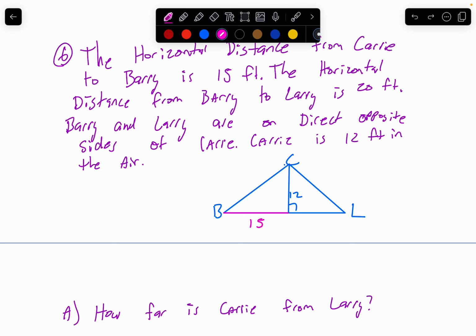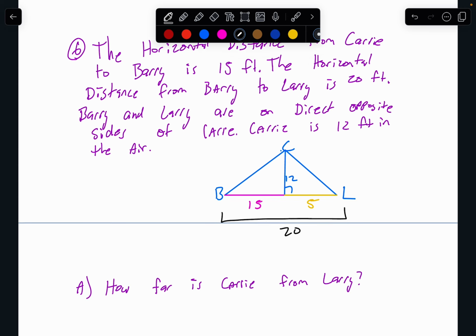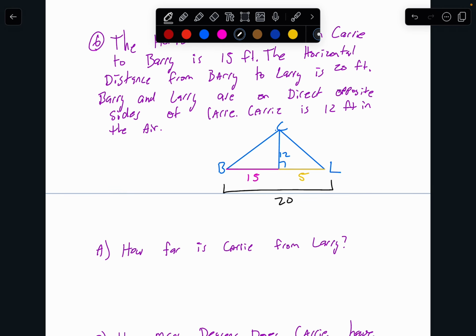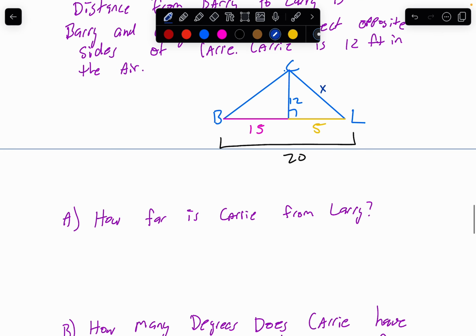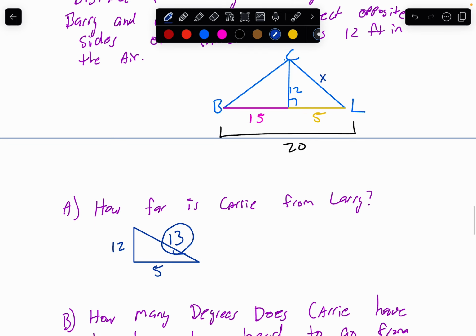So if that's 15, then the other portion over here would have to be 5 because they told us the whole thing, Barry to Larry, is 20. How far is Carrie from Larry? Well, that would be this distance right there. That's the actual distance. That's not the horizontal distance. It's not the vertical distance. If this is 12 and this is 5, that's a 5, 12, 13 triangle. So 13 is the distance from Carrie to Larry.